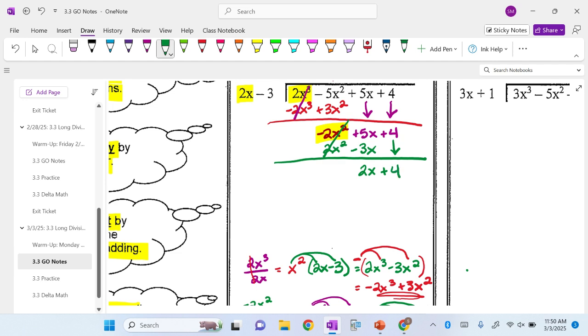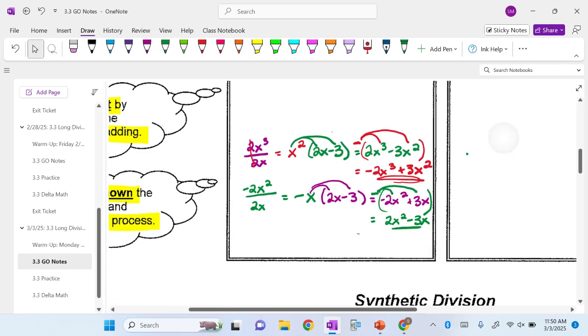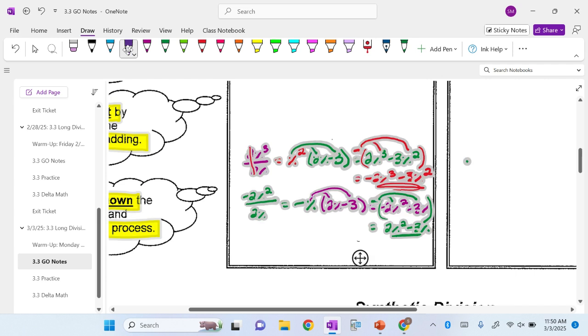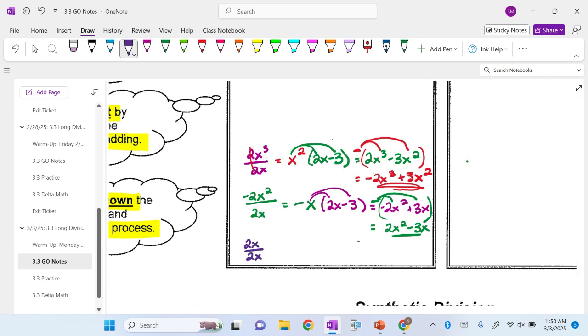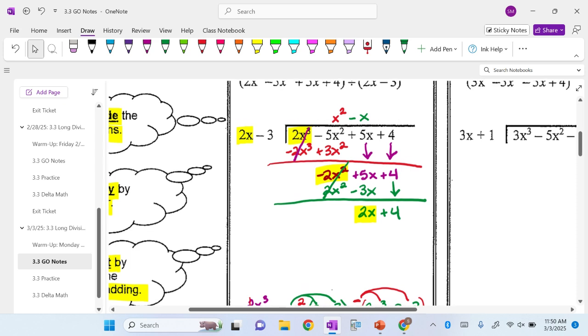Then we're going to do it one more time. All right? I told you guys this is the process. So we're now going to do 2x divided by 2x. So at the bottom, I'm going to do 2x divided by 2x. What's 2x divided by 2x? Just 1. So up at the top, I'm going to write plus 1.